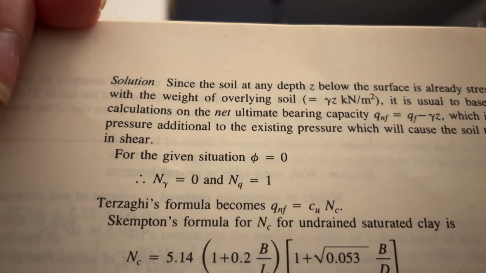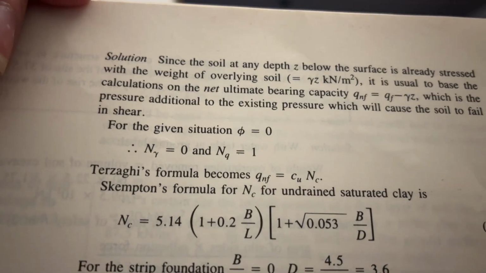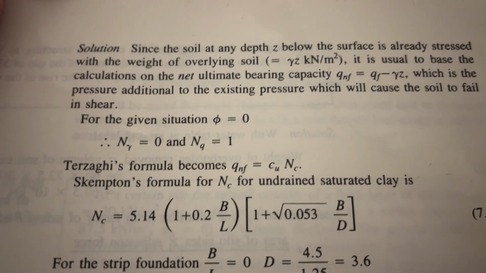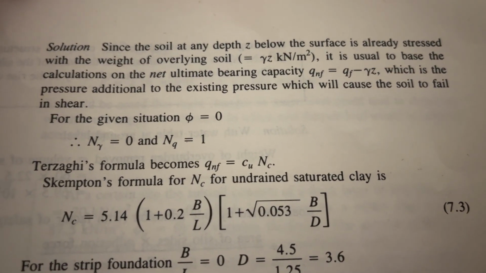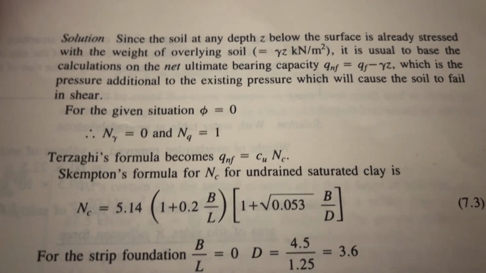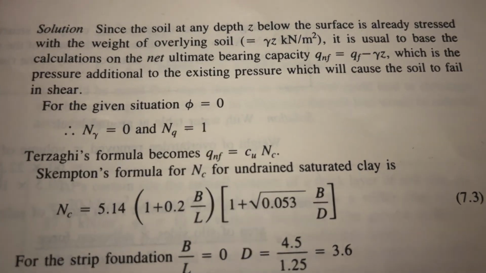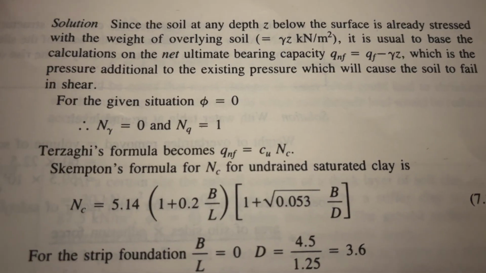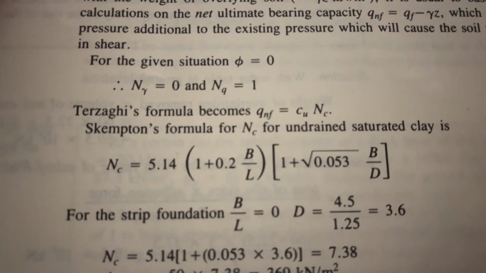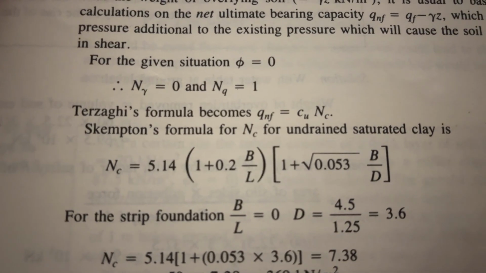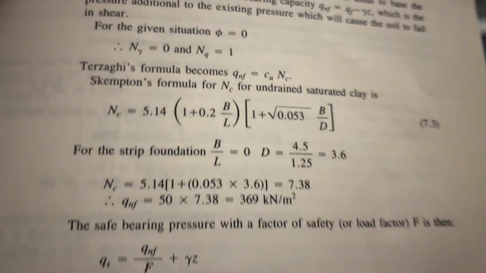Solution. Since the soil at any depth Z below the surface is already stressed with the weight of overlying soil, equal to gamma Z kilonewtons per meter squared, it is usual to base the calculation on the net ultimate bearing capacity qnf equals qf minus gamma Z, which is the pressure additional to the existing pressure which will cause the soil to fail in shear. For the given situation, phi equals 0, N gamma equals 0, and Nq equals 1. Terzaghi's formula becomes qnf equals Cu times Nc.